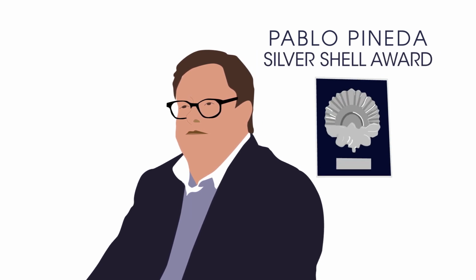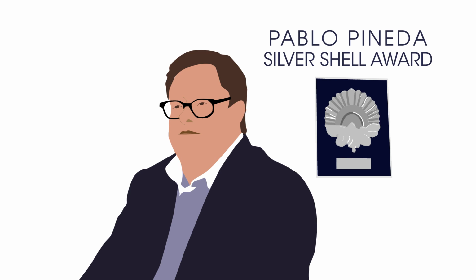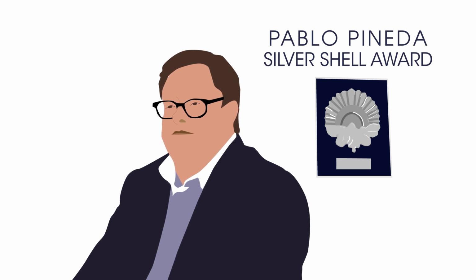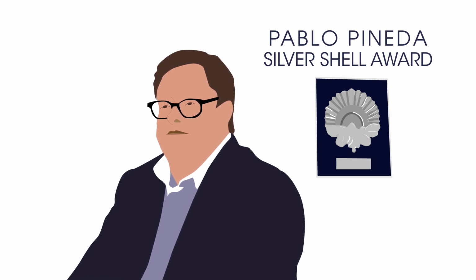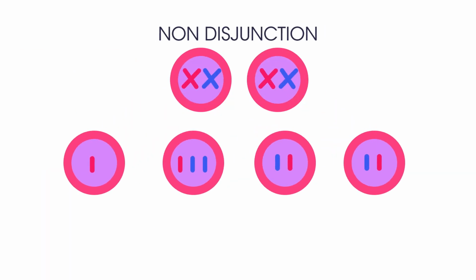Pablo Pineda, for example, a Spanish actor who won a Silver Shell Award in the San Sebastian Film Festival, was also the first person with Down syndrome in Europe to get a university degree. He now has 2. Non-disjunction does occur with other chromosomes, but these usually result in miscarriage. This is less likely to happen with a 21st chromosome because it is relatively small.